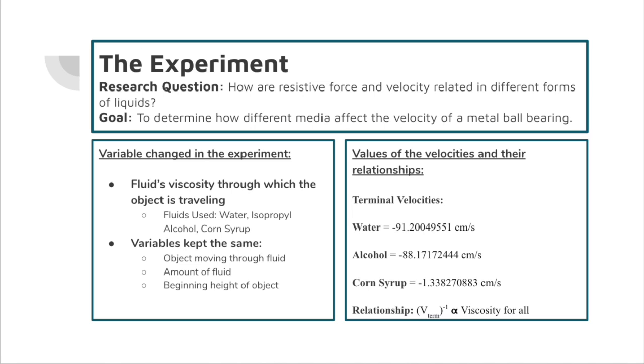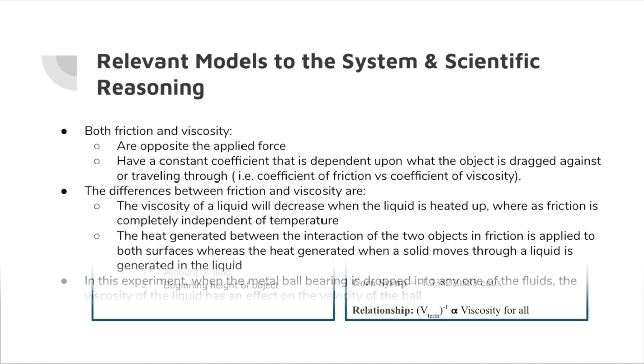The variables kept the same were the object moving through the fluid, the amount of fluid, and the beginning height of the object. Values of the velocities and their relationships. Terminal velocities: water is equal to negative 91.2 centimeters per second. Alcohol is equal to negative 88.2 centimeters per second. Corn syrup is equal to negative 1.3 centimeters per second. The relationship was determined to be the terminal velocity is inversely related to the viscosity for all.